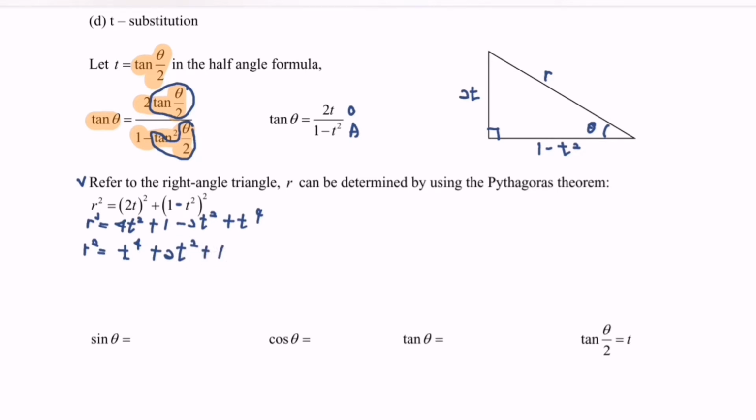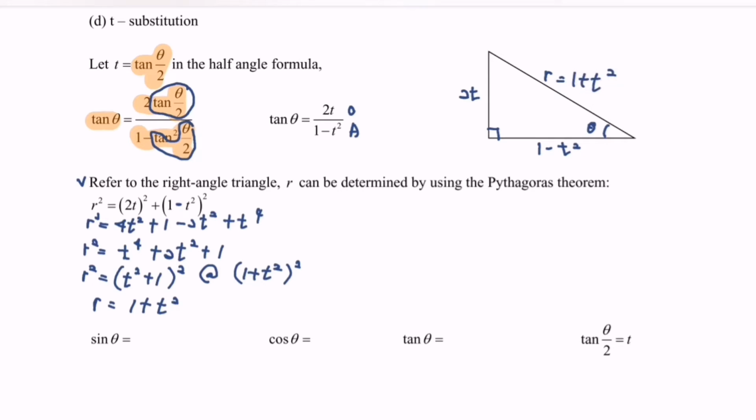Next, I'm going to factorize, and finally we have r squared equals (t squared plus 1) squared, or (1 plus t squared) squared. So finally, r equals 1 plus t squared, meaning that the hypotenuse is r equals 1 plus t squared.